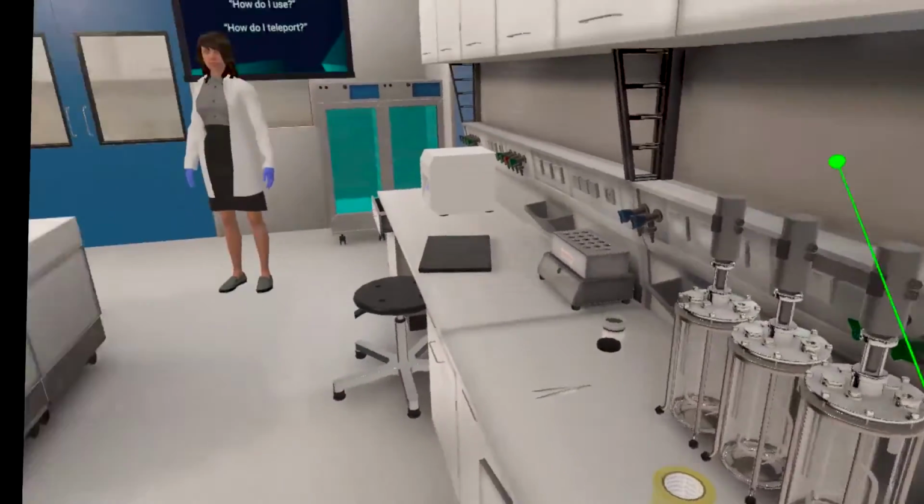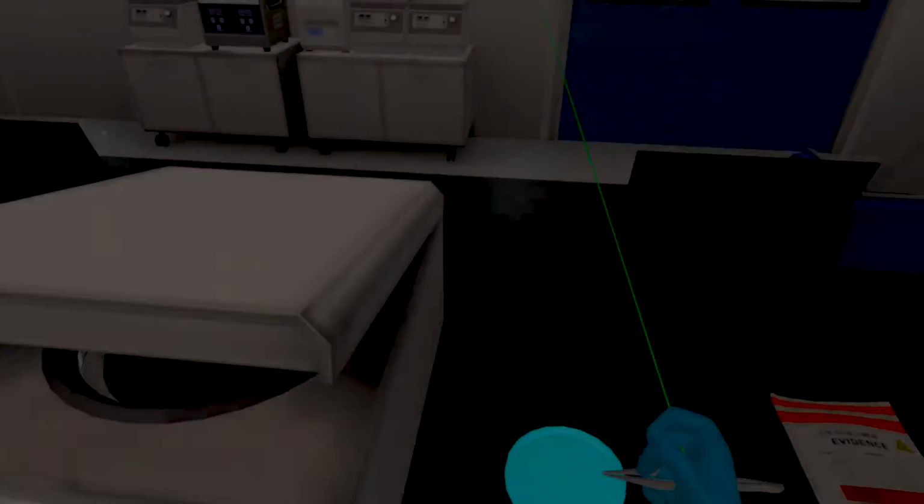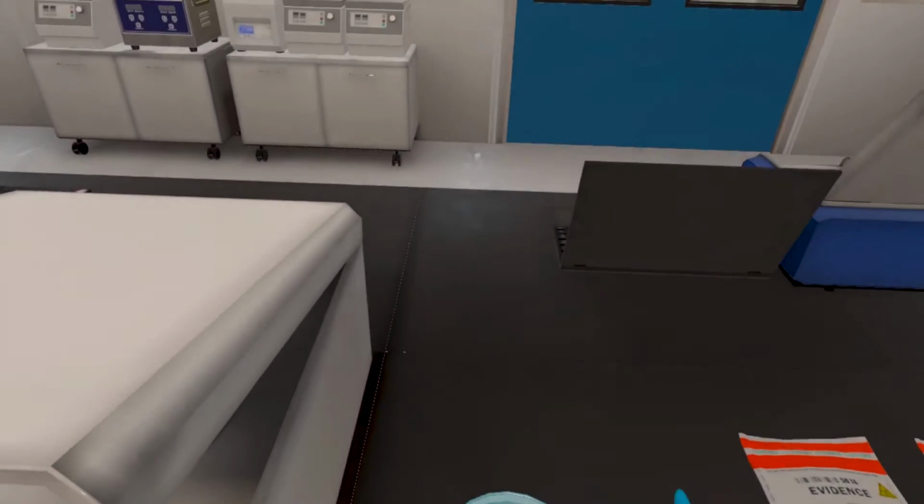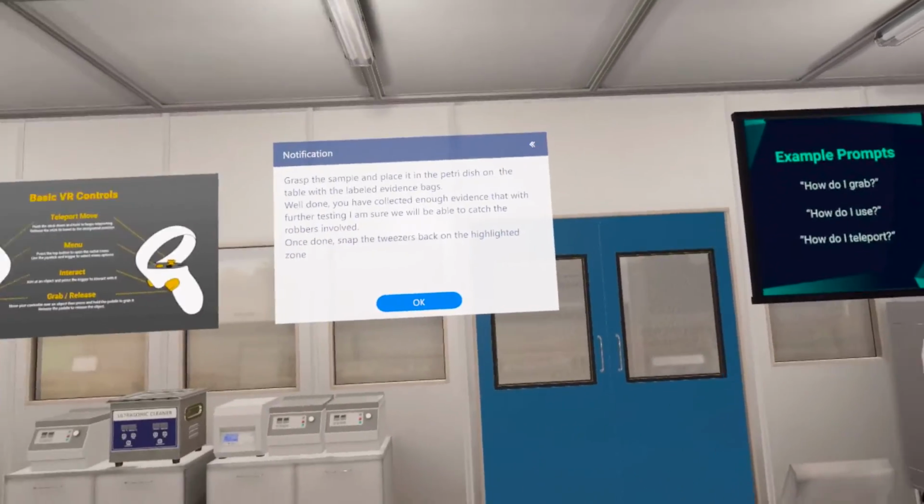evidence bags. Well done, you have collected enough evidence that with further testing I am sure we will be able to catch the robbers involved. Once done, snap the tweezers back on the highlighted zone.